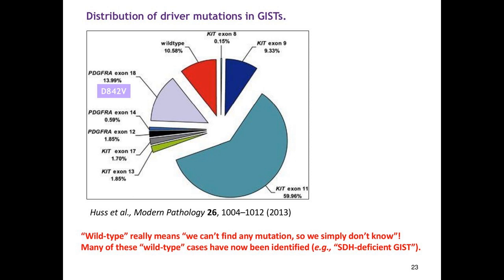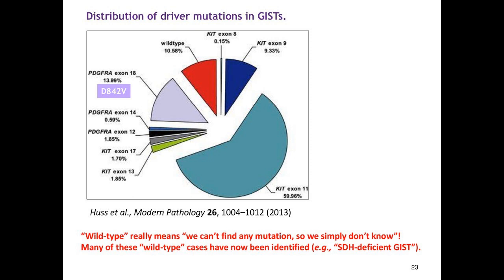At the top right, somewhere around the 1 o'clock position, there's a dark blue pie labeled KIT exon 9. These are something like 10% of all GISTs. That's again a mutation in KIT, but occurring in a different part of the KIT protein, corresponding to exon 9. These, as many of you may know, are biologically somewhat different from the KIT exon 11 mutations. Typically, these patients are best treated with higher doses of imatinib relative to the exon 11 case.